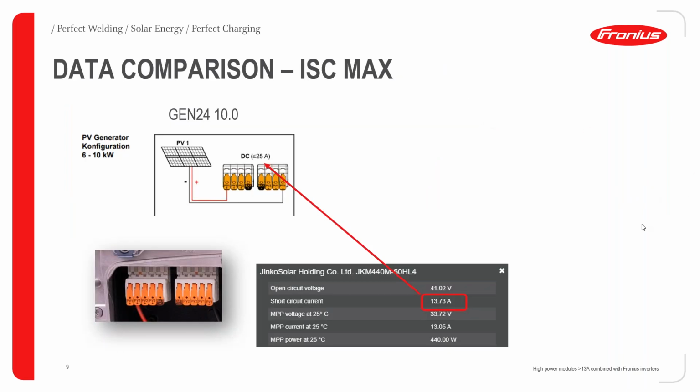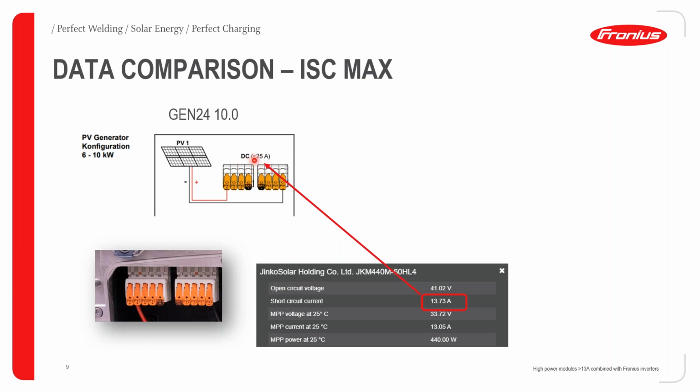When it comes to the short circuit max current, how can you do the comparison to know if a certain module will be compatible with the inverter that you want to use? We have here an example of a Symo Gen24 Plus, the Fronius hybrid inverter. And we also have a snapshot here of a Jinko 440 watt module. As we can see from the Jinko module, we have a short circuit current of about 13.73 amps.